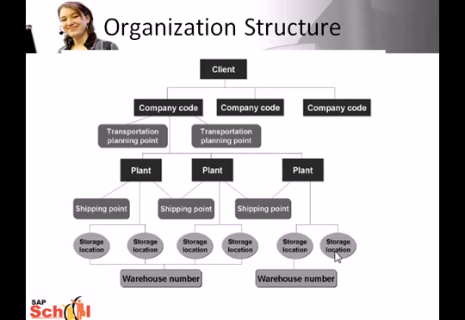You can also see from here that you do not have to link every storage location to a warehouse, and also that there is a one-to-many relationship between a warehouse number and plant and storage location combinations. So you can have multiple plant and storage location combinations linked to a warehouse, but you can't have it the other way around, which is that a specific plant and storage location combination can't link to two different warehouse numbers. That's not possible.